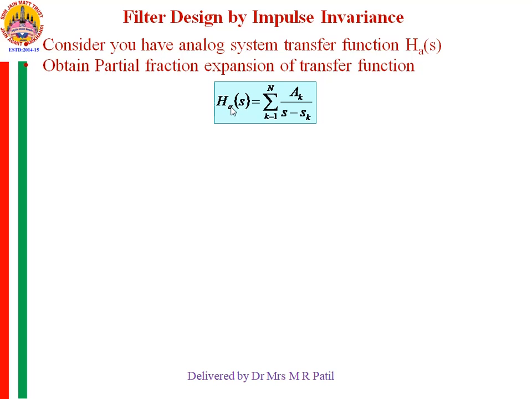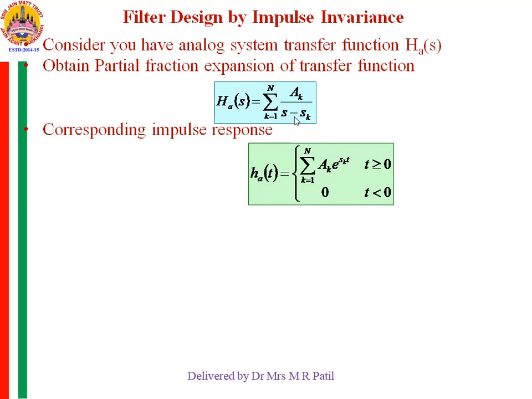So you have the analog system transfer function H_a of S. From this H_a of S, you write this transfer function in the form of summation of k varying from 1 to n of A_k by s minus s_k. So use the partial fraction expansion method, and each pole location you express in this form. Obtain these A_k's using the partial fraction expansion. Once you obtain and factorize this H_a of S, write it as A0 by s minus s0 plus A1 by s minus s1 plus A2 by s minus s2, and so on. If you have n number of poles, you will get n number of pole locations like this.